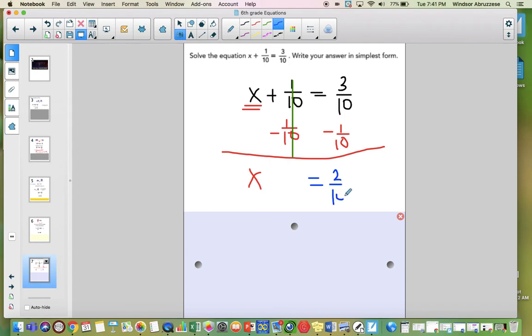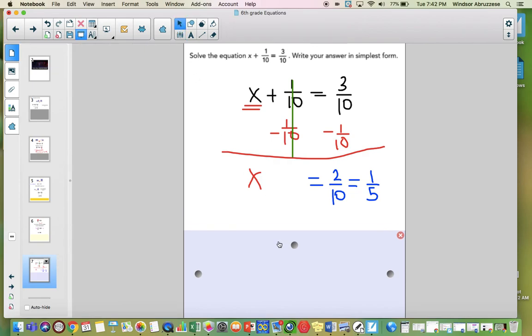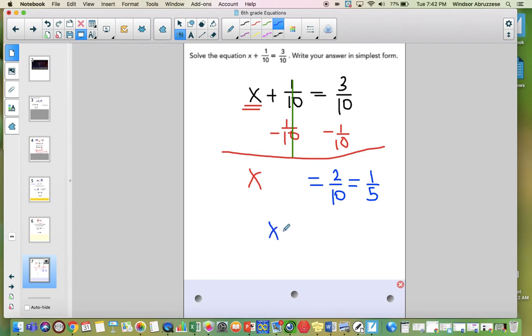2/10. Am I done here? No, remember, we can simplify 2/10 again. What is a factor of both 2 and 10? 2. So this simplifies to 1/5. So I'm going to move this down and rewrite my final answer. X equals 1/5.